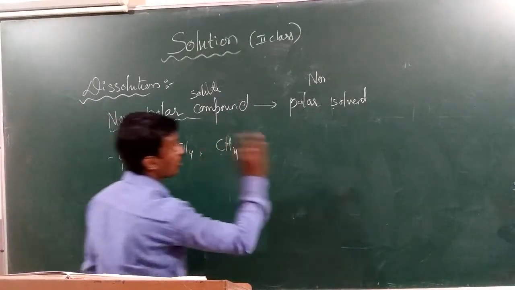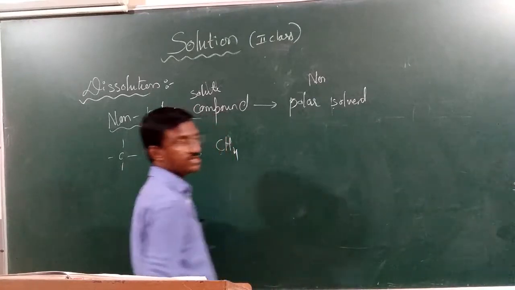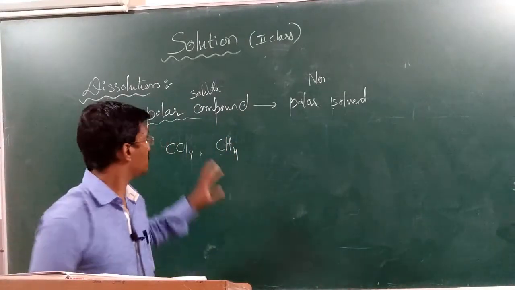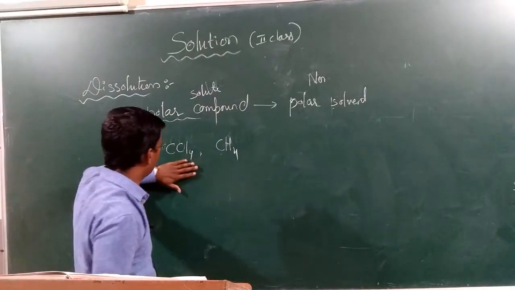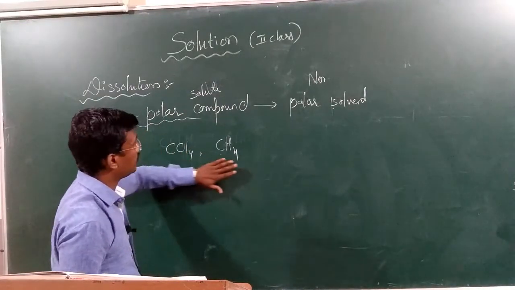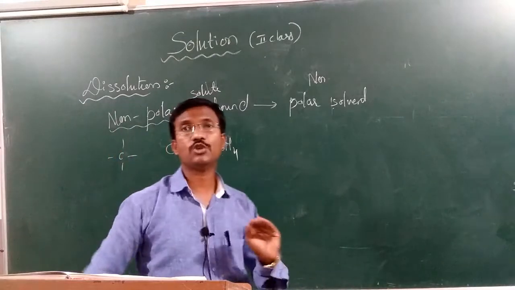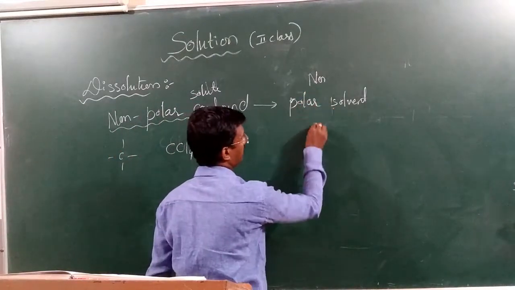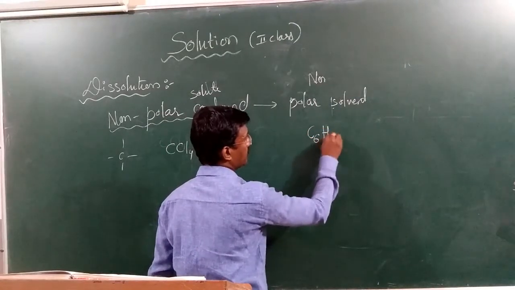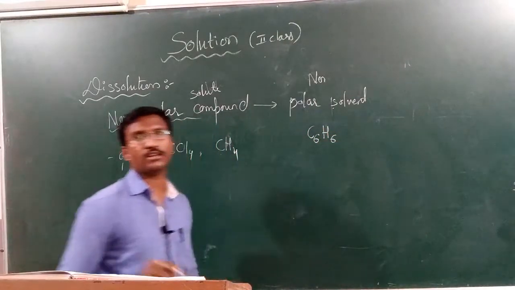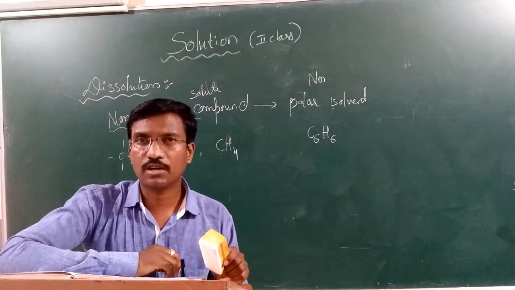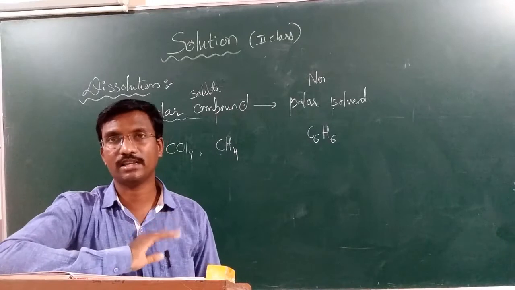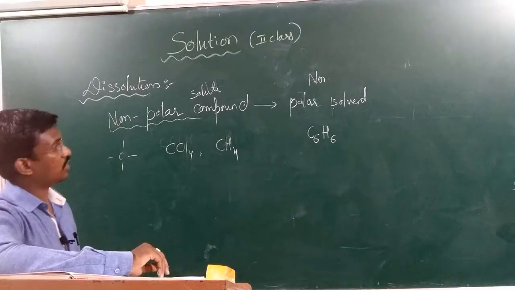Non-polar compounds are not soluble in polar solvent, and the best example of a polar solvent is water. So the non-polar compounds, carbon tetrachloride and methane, are insoluble in water, but they are soluble in non-polar solvent. The examples for non-polar solvent are benzene and toluene. We can take any compound which contains benzene or benzene derivatives. So these all are examples of non-polar solvents.